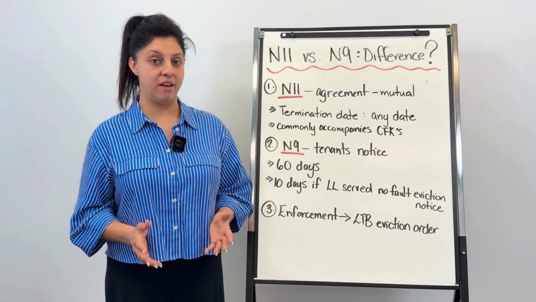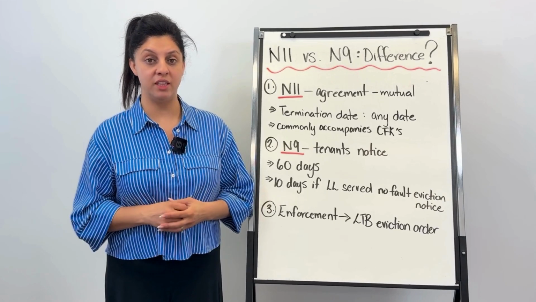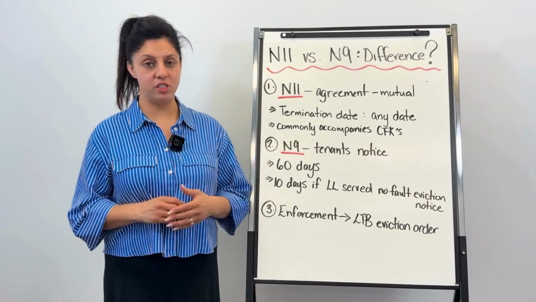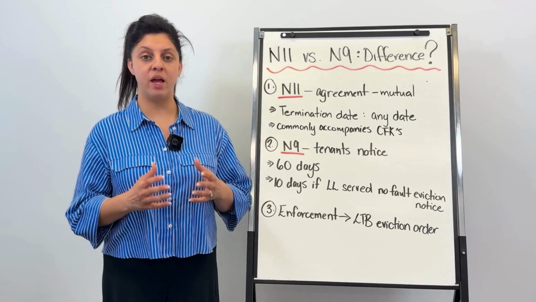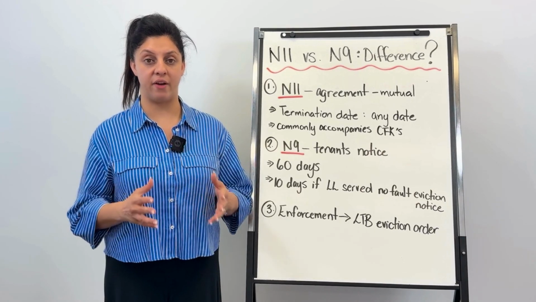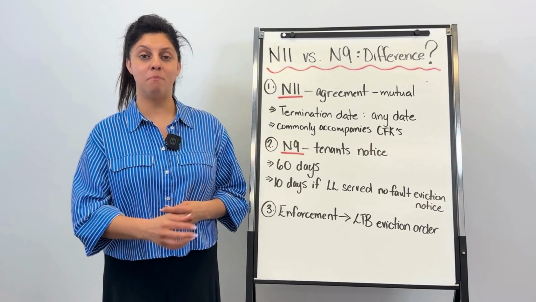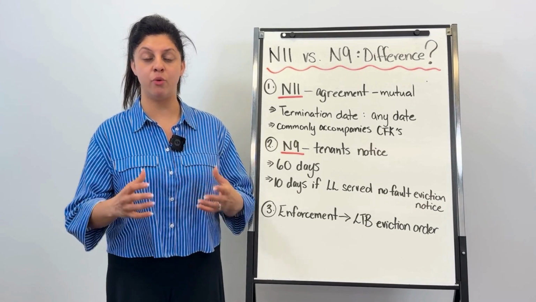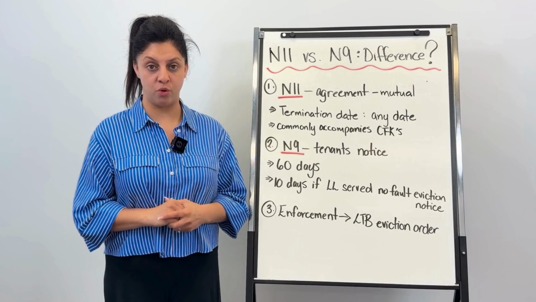Now, both the N11 and the N9 can be filed with the Landlord and Tenant Board for an ex parte order, which is just a fancy legal term for an eviction order without a hearing. So you're basically bypassing the amount of time that it takes to get to the Landlord and Tenant Board in order to obtain that eviction order.